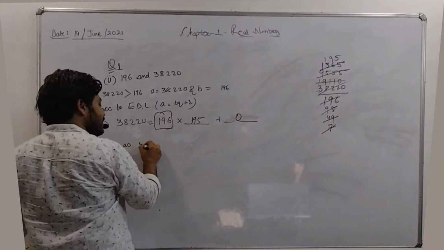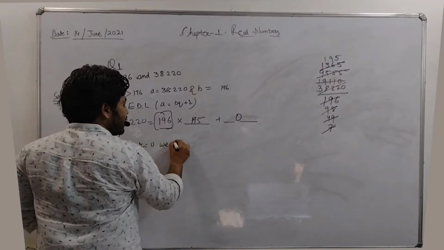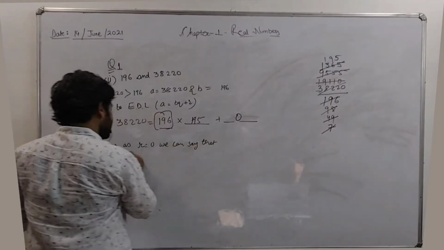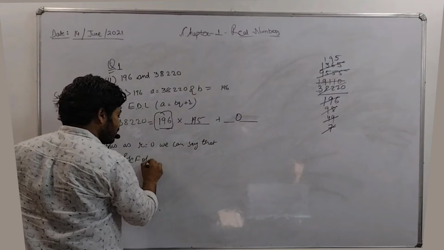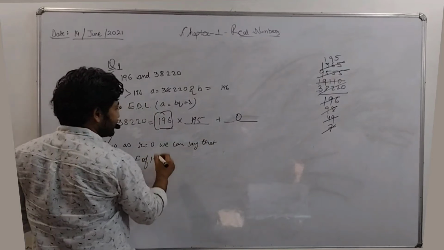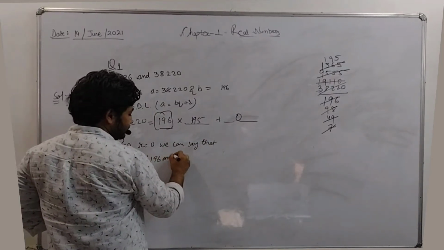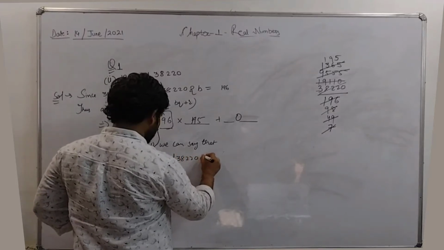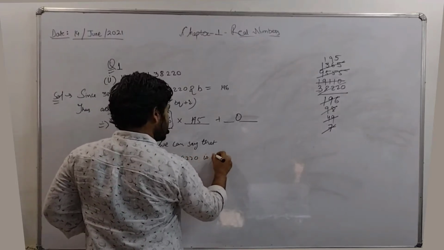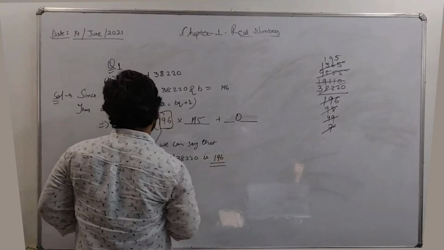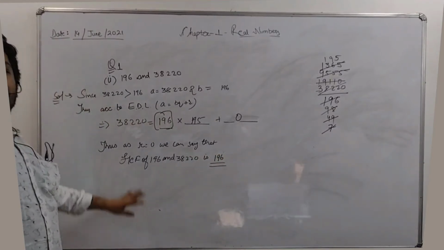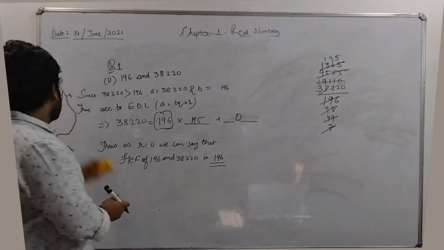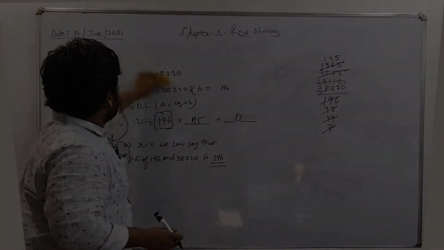as R is equal to 0, we can say that HCF of 196 and 38220 is 196. So this is your answer, and this is how you have to write it down every time that you do these questions, right? Now moving on to the third part.